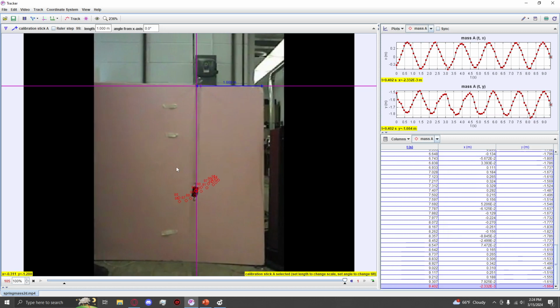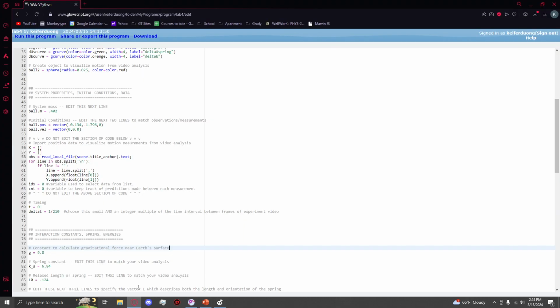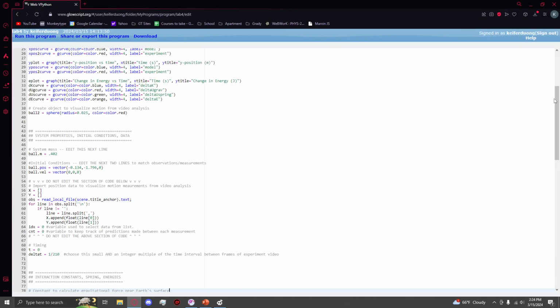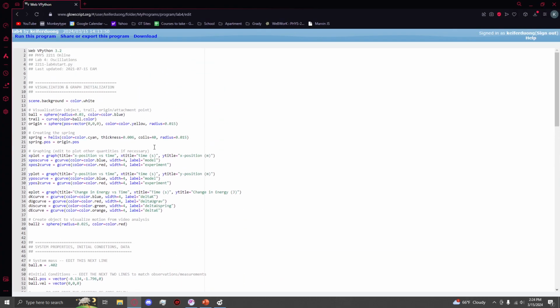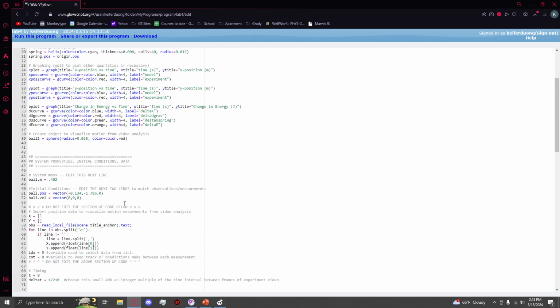So this Tracker software is what I use to find the X and Y position of the spring mass, and I set the origin at where the spring is attached to the surface. And then I put all this data into an Excel sheet and exported it into this code. And in this code I changed a few things.